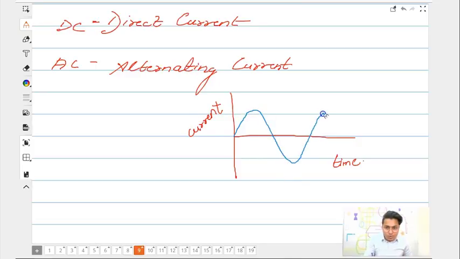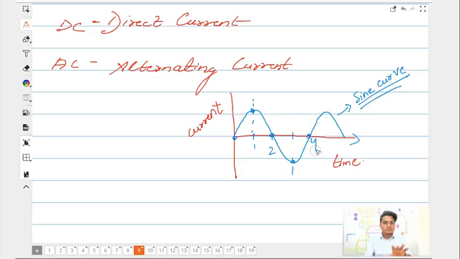I believe all of you know what a sinusoidal curve or sine curve is, because you must be studying trigonometry in 10th standard. This kind of graph is called a sine curve or sinusoidal graph. It is like a wave. That means the current at each and every second is changing. First second, this much. Second, 0. Third second, this much. Fourth second, again 0. That is an alternating current. A current which changes with time is called alternating current.